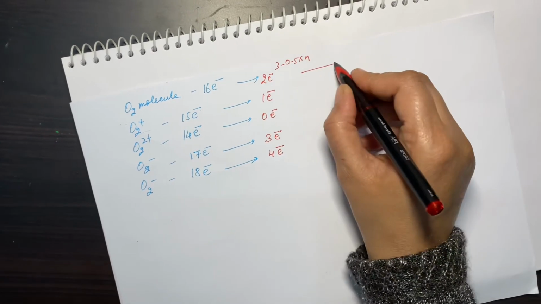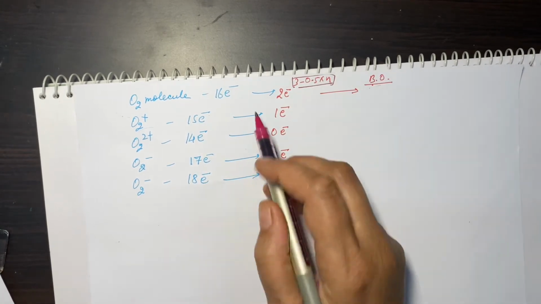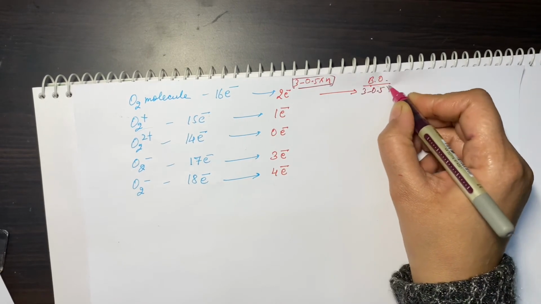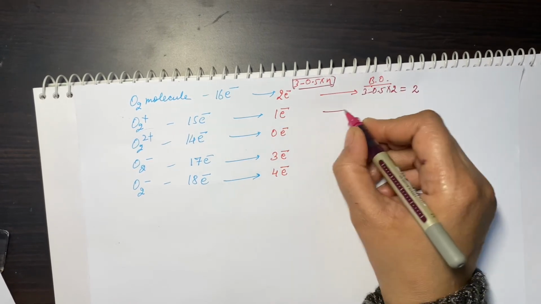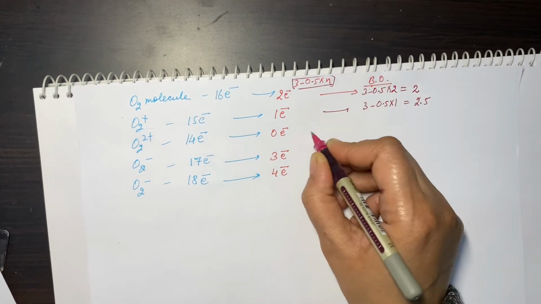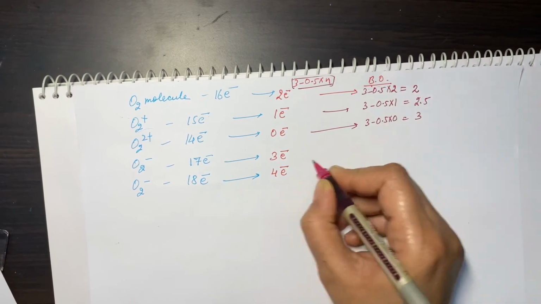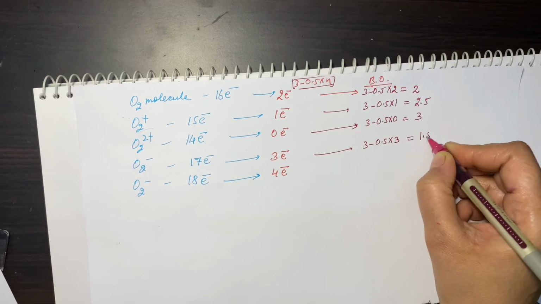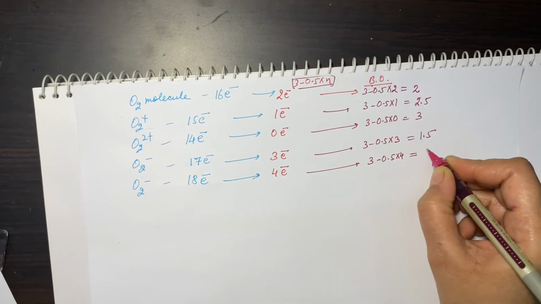Now you can calculate bond order by using our formula 3 minus 0.5 into n. Just calculate it down. For 2 electrons, 3 minus 0.5 into 2, it comes out to be 2. Then for this, 3 minus 0.5 into 1, 2.5. Here, no difference. 3 minus 0.5 into 0, 3. 3 minus 0.5 into 3, that is equal to 1.5. Here, 3 minus 0.5 into 4, so you get 1.